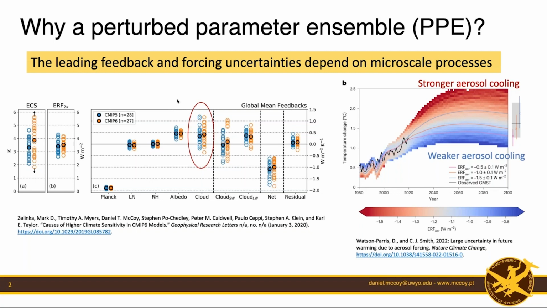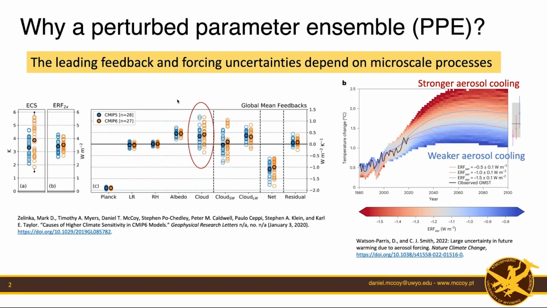On the left is a plot from Mark Zelinka's 2020 paper showing that most of the uncertainty in the feedback is ultimately due to boundary layer cloud. And the figure on the right is from Duncan Watson-Parris's recent Nature Climate Change paper, just illustrating that what we believe about the historical aerosol cooling ultimately has a lot of leverage in terms of what 21st century warming looks like.